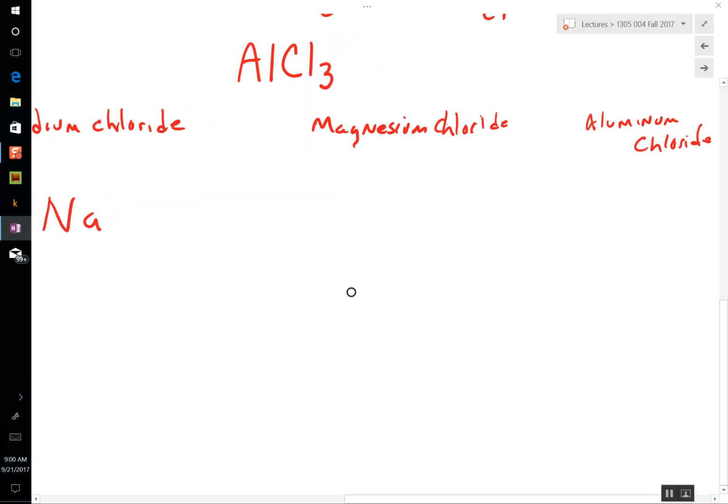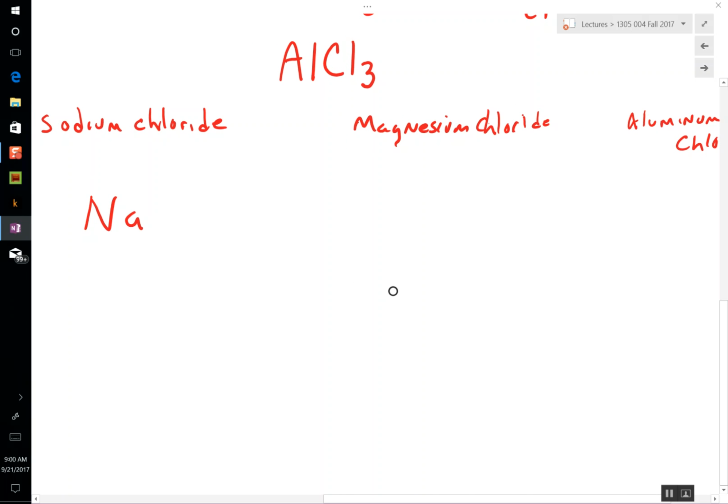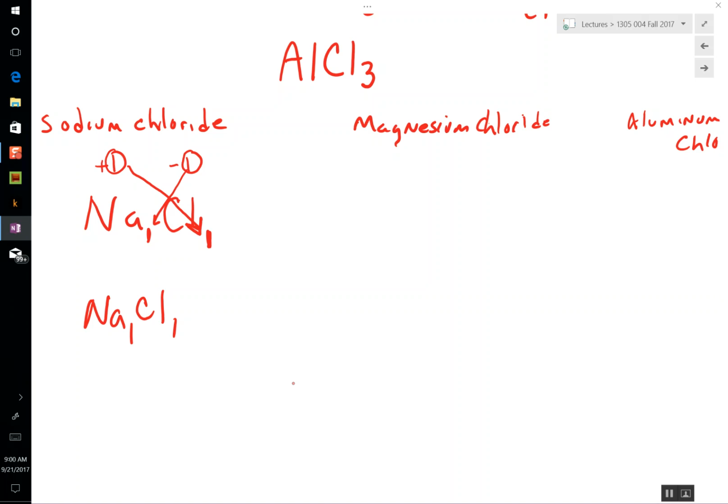So how you would convert this into a formula, you say, okay, sodium, what's the symbol? Na. Chloride, what's the symbol? Cl. What's the charge? This has a +1 charge. This has a -1 charge. I'm going to take these numbers and put them right there. So I have an Na1Cl1. But in formulas, we don't write ones. If it's a 1, we don't write it. So the formula for sodium chloride is just NaCl.